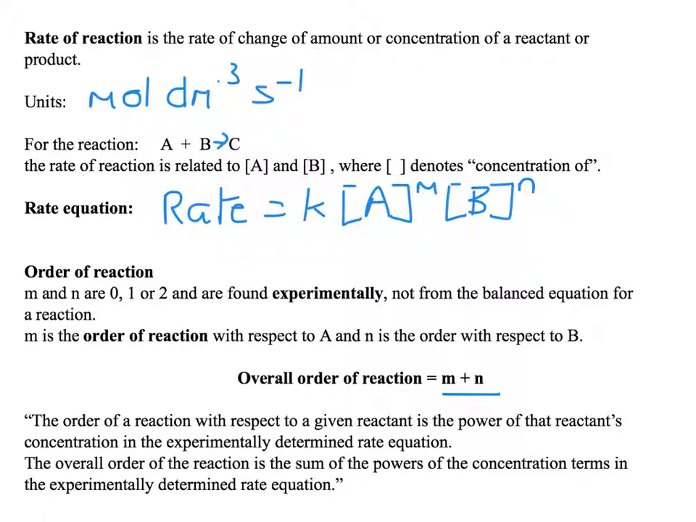If it's 0, then that expression disappears because anything to the power of 0 is 1. So that means that if m in this example was 0, the rate would not be dependent on the concentration of A at all. We have to find m and n experimentally. We can't use the balanced equation for this at all.